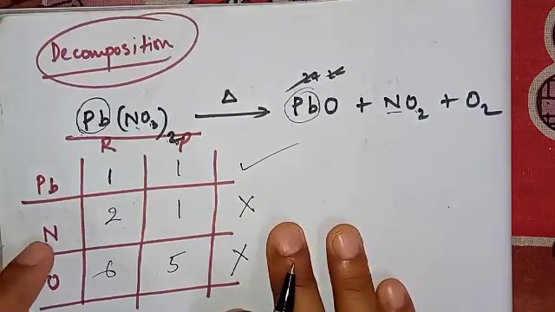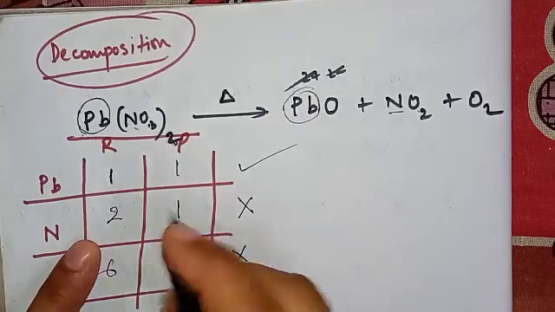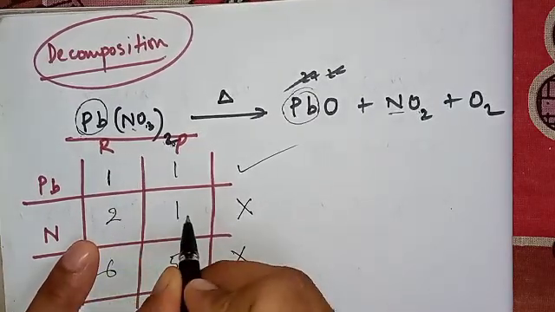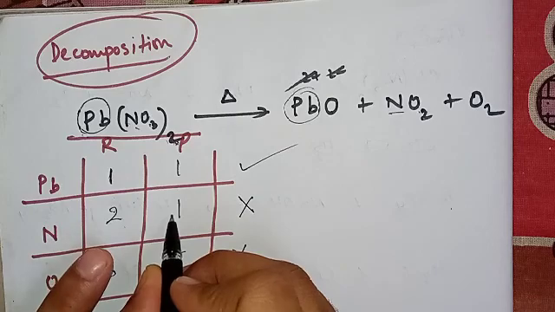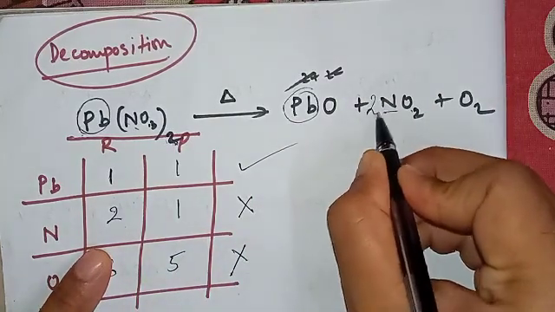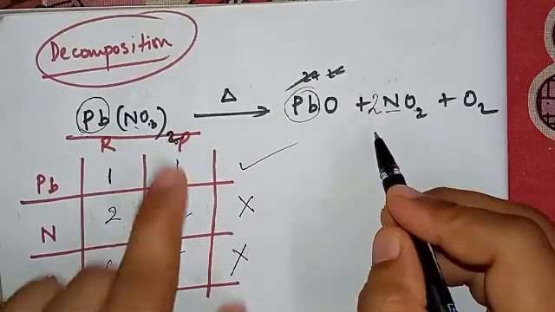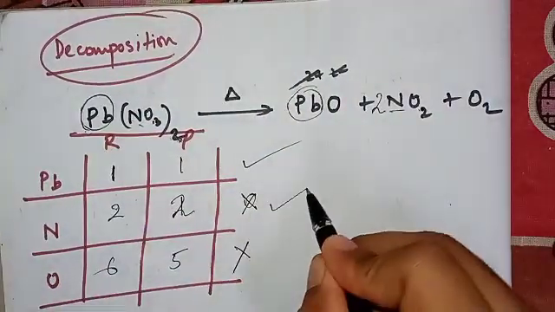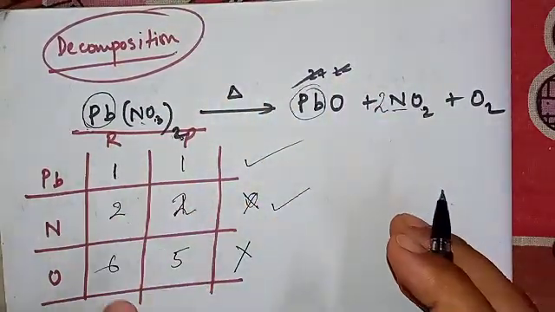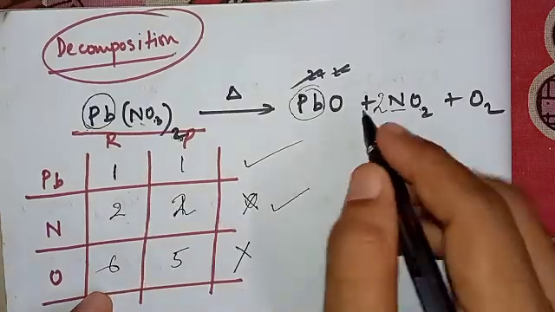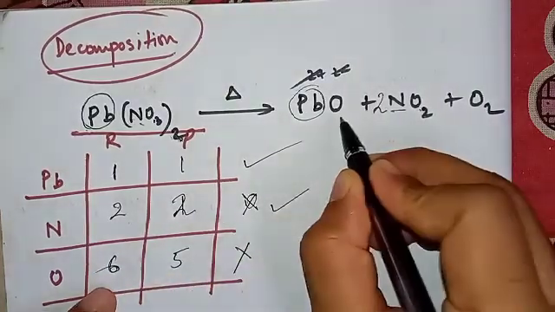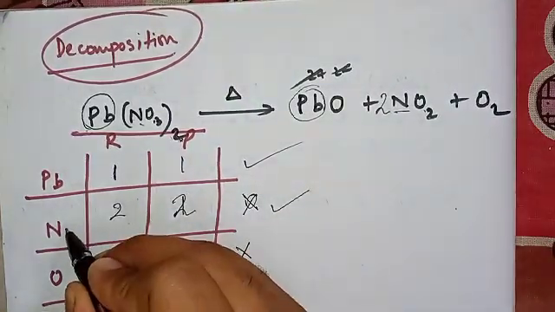How to balance this? Okay, it's simple. As I said, we will make this 1 into 2, and how are you going to make this 2? We will be putting 2 over here. So if you put 2 over here, it will become 2 nitrogen, it is balanced now. Now let us go to oxygen and check whether we are able to balance oxygen or not, because I said you have to follow this sequence.